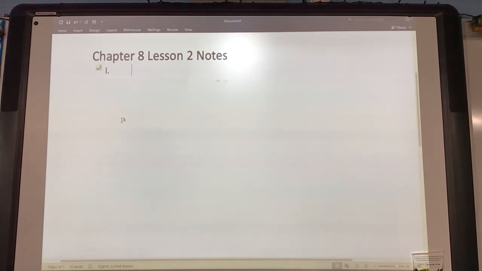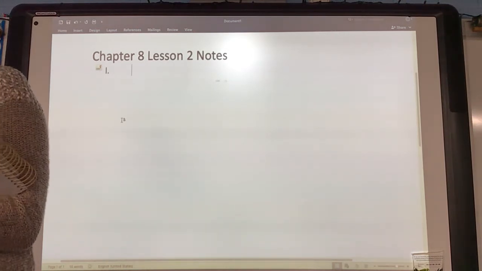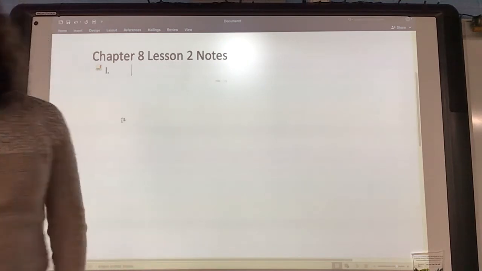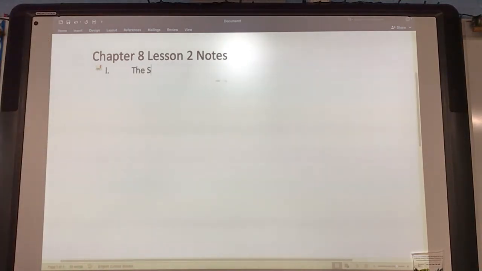So we're seeing what's happening, right? Franklin's there trying to reason with them. Your first Roman numeral is going to be the Stamp Act. So we had the Sugar Act, now we have the Stamp Act.